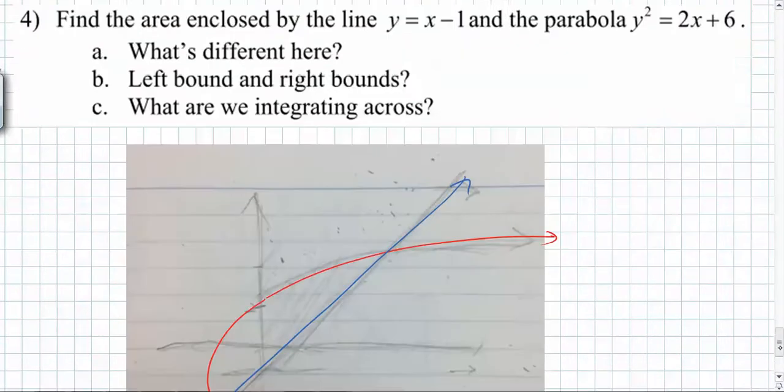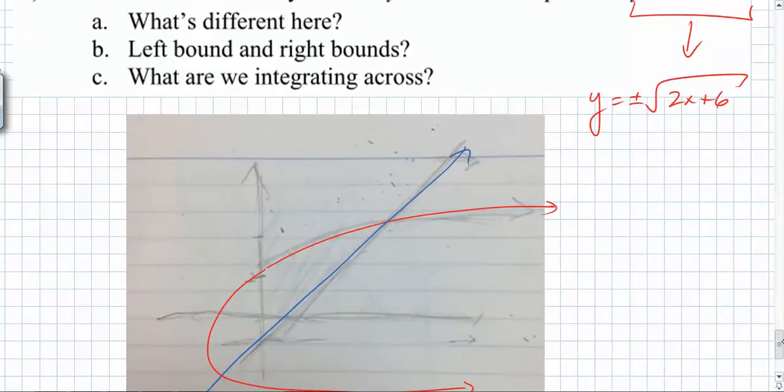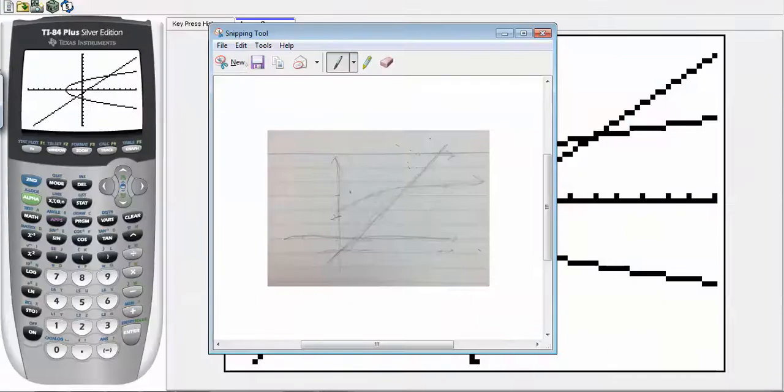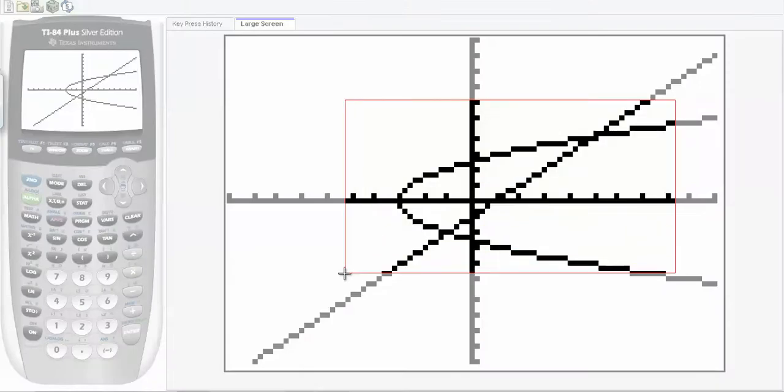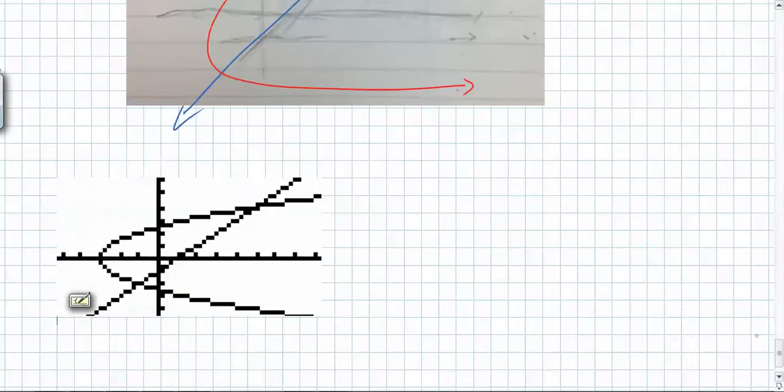Kids, take a look. If you don't like this, you have to turn it into 2 functions. How do you isolate y? What do you do to both sides? Y equals plus or minus the square root of 2x plus 6. So there's an upper one and there's a lower one. So if you're here, we are dealing with this region right here. Here's an accurate description of what we're dealing with.